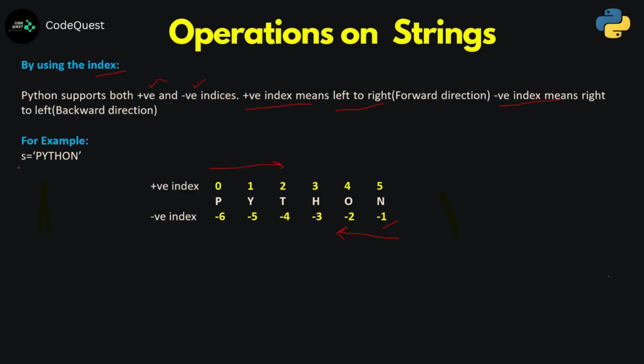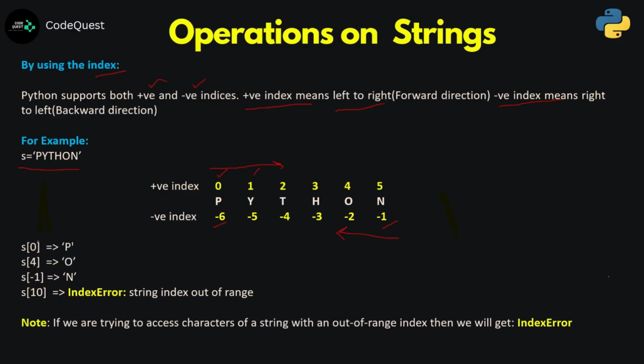So if I am trying to store a string, let's say s equal to 'python', for this set of characters, if it is a positive index, I am going to start from 0 for the first character, followed by 1, 2, 3, 4 and 5. When it comes to negative index, I am going to start from the extreme last character, whose index is going to be -1, and the previous one is -2, -3, like that up to -6 here.